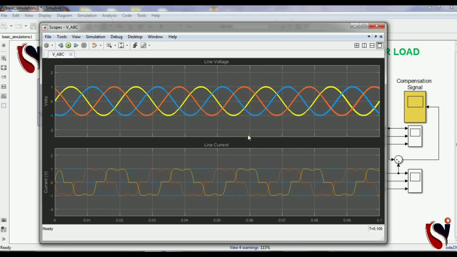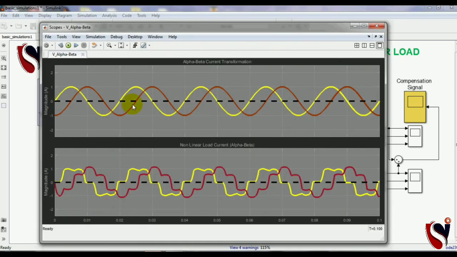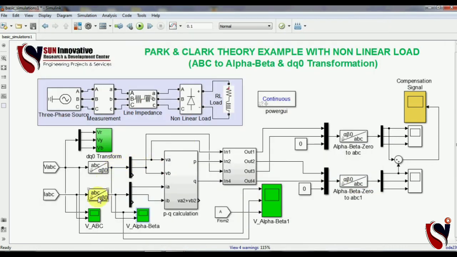So now move to the alpha, beta, and the first step was the alpha, beta from the ABC. So let me open this block. So this is, guys, you can see here, this is the two phase, and the dotted black line you can see this becomes phase 0. It means now your three phase system is converted to the two phase system this way, and this non-linear current also becomes two phase from the three phase supply, as we saw earlier. Now how this is converted from 3 phase to 2 phase, I have shown you.